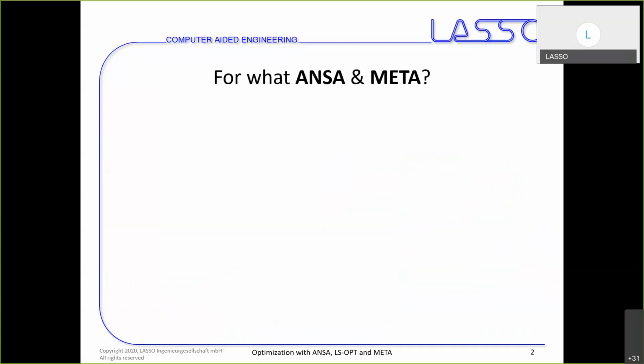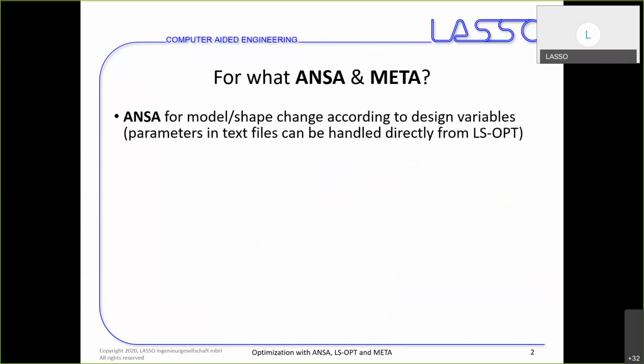So the first question is, for what do we actually need Unser and META when we do optimization with LSOpt? Well, you need Unser in order to change your model in shape according to some given design variables. When you only have parameters in a text file, an input file, this can be handled directly from LSOpt. But if you want to do some morphing, for example, you need an external tool for doing that. So that's why we use Unser here.